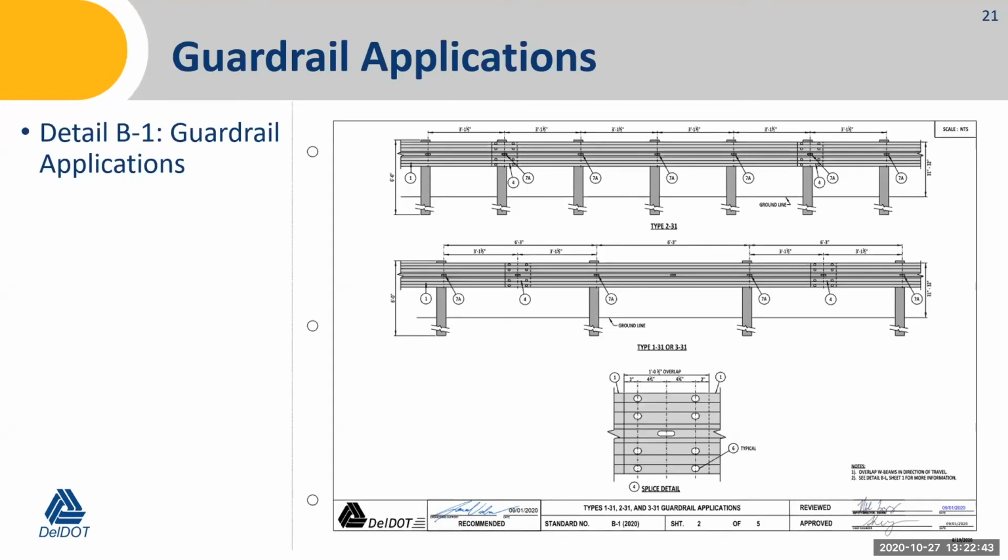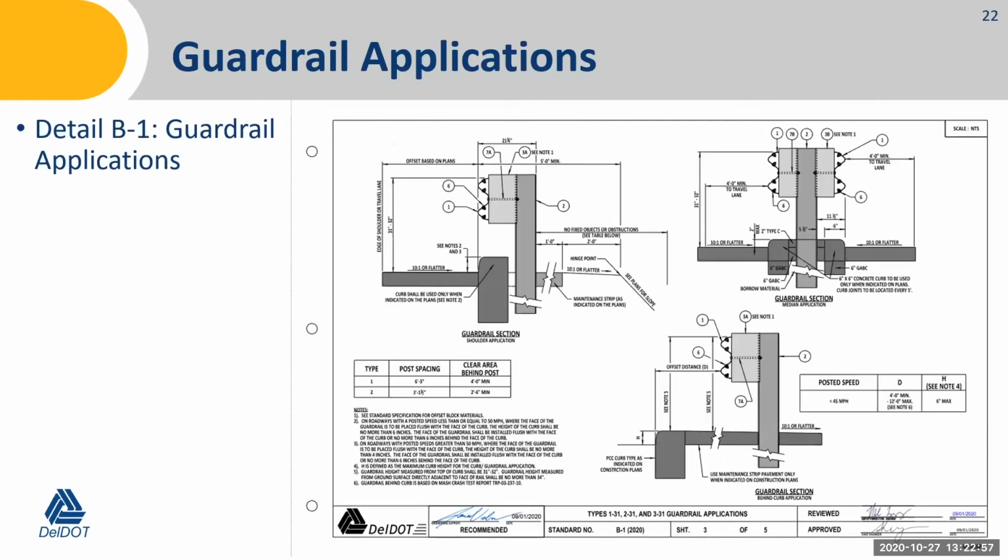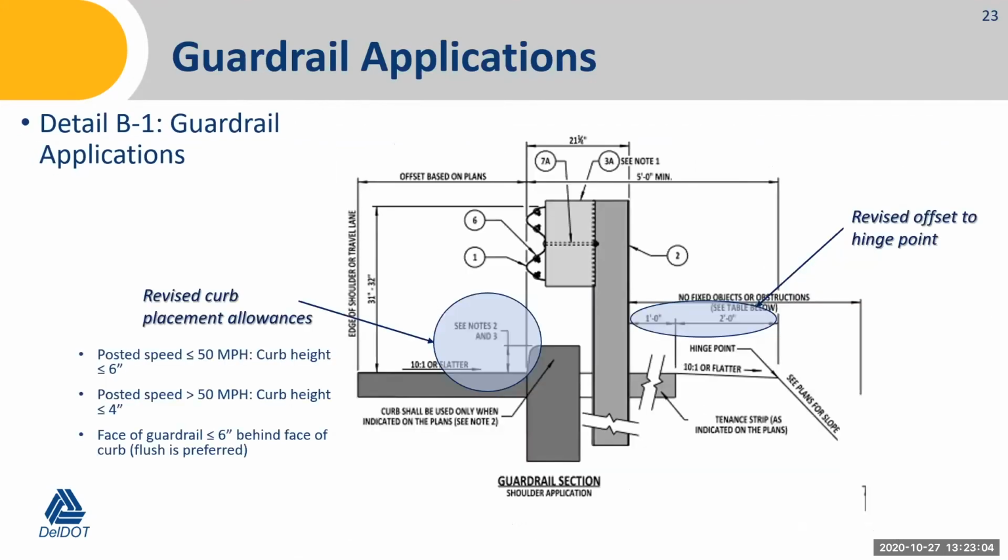On sheet 2 in the B1 series, no changes were made there except removing any metric dimensions that were on that sheet. The rest of the dimensions themselves stayed the same, as well as the layout. Most of the changes in the B1 series were made on sheet 3 with respect to where curb is utilized. So in the top left of the sheet, you'll see this detail here. This is the shoulder application of guardrail. We revised the curb placement allowances based on MASH testing.